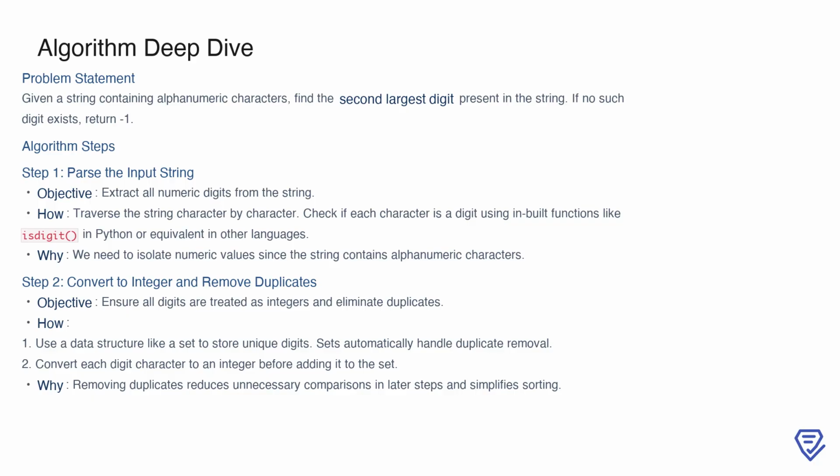Next, we convert these digit characters into integers and store them in a set. Using a set is important because it automatically removes duplicates, which simplifies processing later. This step not only ensures that we are working with unique digits but also reduces the number of comparisons needed in subsequent steps, making the process more efficient.